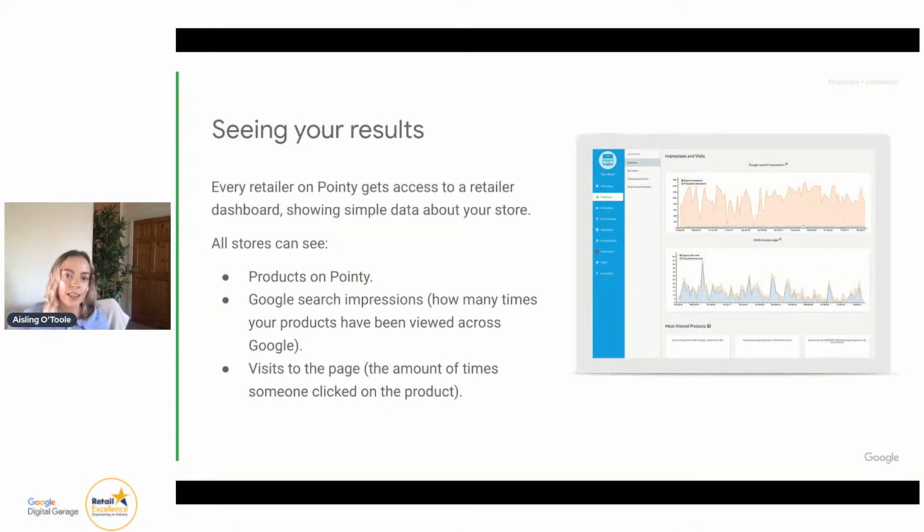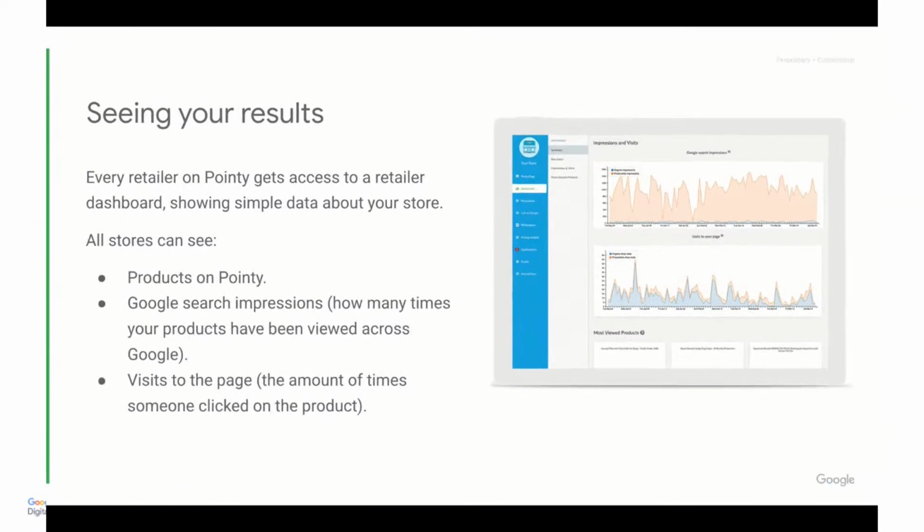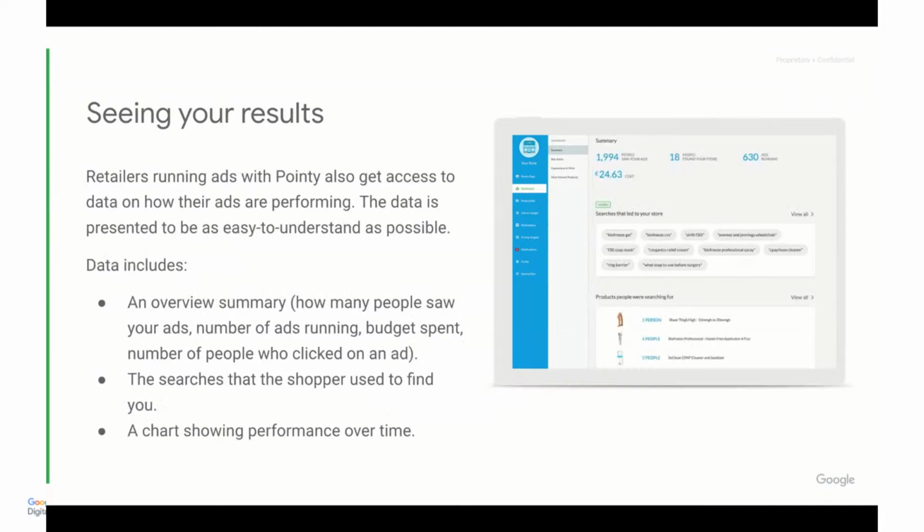Everyone who signs up to Pointy will get access to their own personal retailer dashboard. Here you can see useful information such as the number of products currently on Pointy, your Google search impressions and visits to your page. And in terms of ads, you will be able to see data on how your ads are performing on your dashboard as well. Here you can see data such as the number of people who saw your ads, your most popular items, and the searches that led to your store.